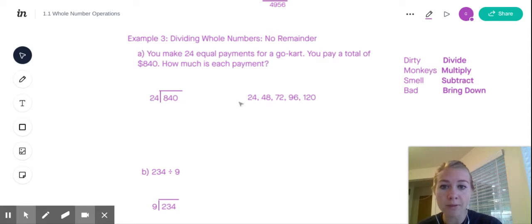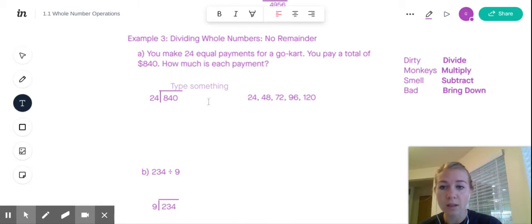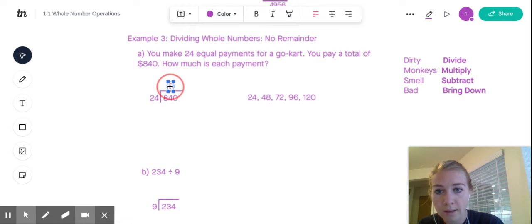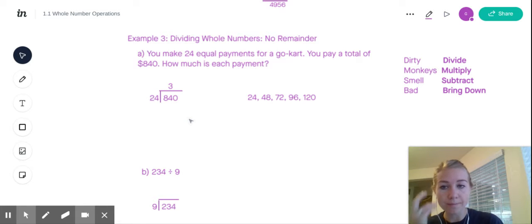Well, let's look at our multiples of 24. So 24 goes into 84, yes, so that's 1 time, 2 times, 3 times. Oh, 96 is bigger than 84, so 24 cannot go into 84 4 times. It goes into 84 3 times. So we want to get as close to 84, but not over. So 24 goes into 84 3 times, so I'm going to put my 3 directly above the 4. And again, it's important to line these up exactly.